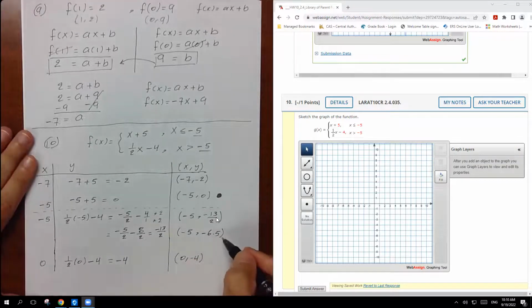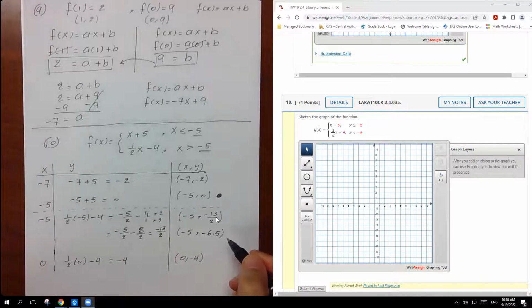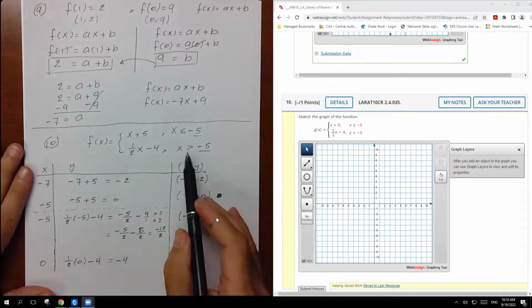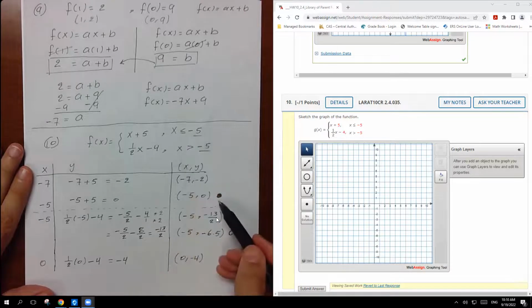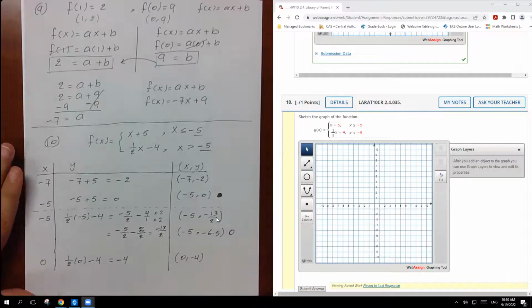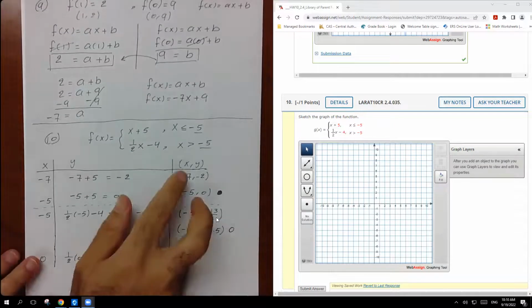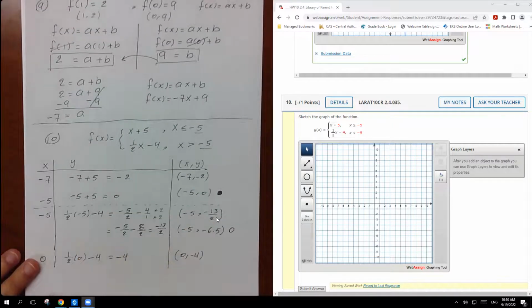This is also a start point. So how are we going to find this point? It's a start point. There is no equal sign here, so it's going to be an open circle. If there is an equal sign, it's going to be a closed circle. No equal sign is going to be an open circle. So now we have 2 points for the first part and 2 points for the second one.